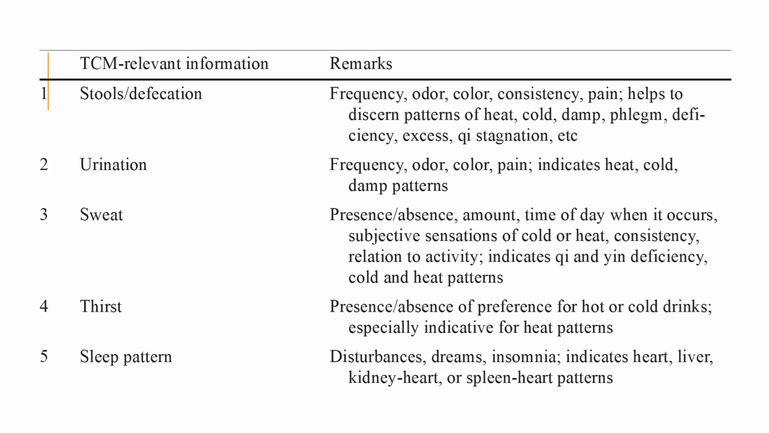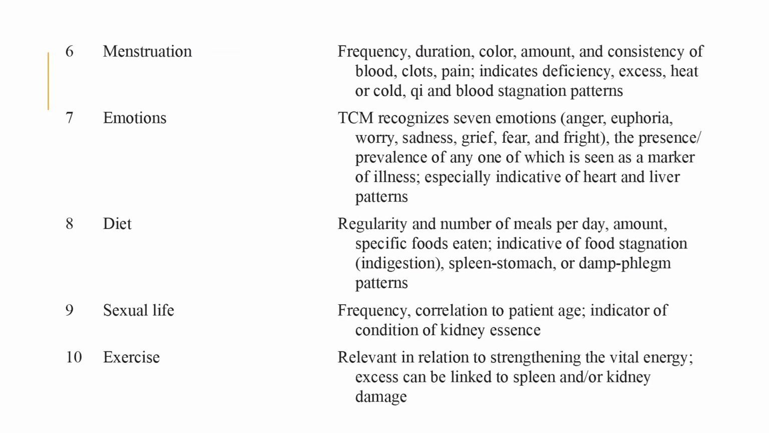Number 5, sleep pattern. This is for disturbances, dreams, insomnia, indicates heart, liver, and kidney, or spleen and heart patterns. Number 6, menstruation, frequency, duration. We get the frequency, duration, color, amount, and consistency of blood, clots, pain, indicates deficiency, excess, heat, or cold, Qi and blood stagnation patterns. For the emotions, number 7, TCM recognizes 7 emotions: anger, euphoria, worry, sadness, grief, fear, and pride. The presence or prevalence of any one of which is seen as a marker of illness, especially indicative of heart and liver patterns.